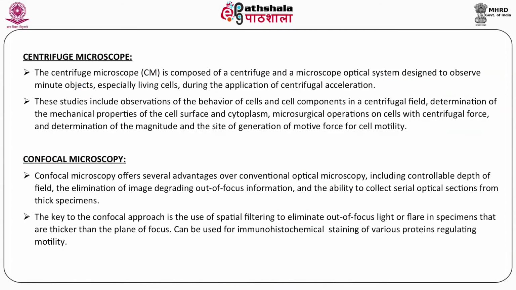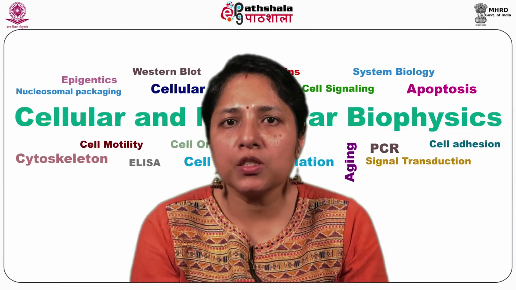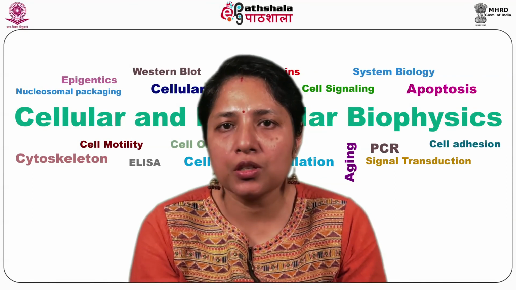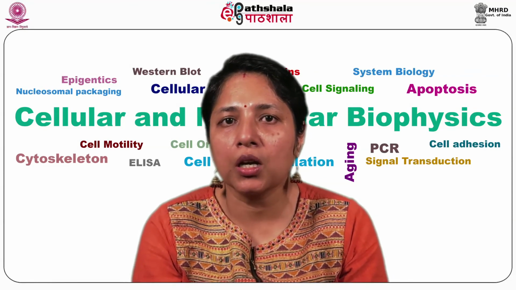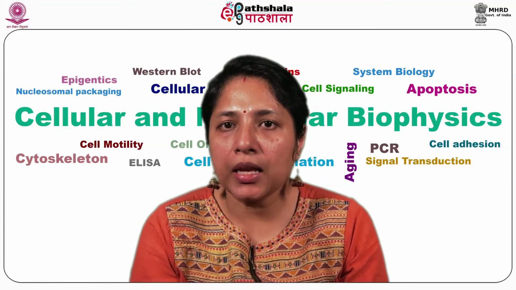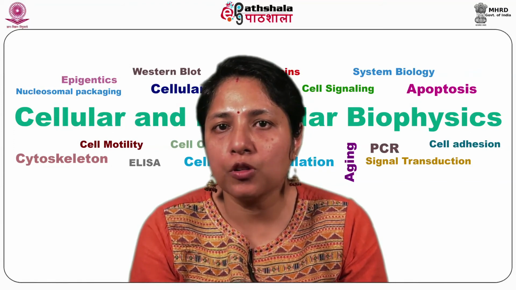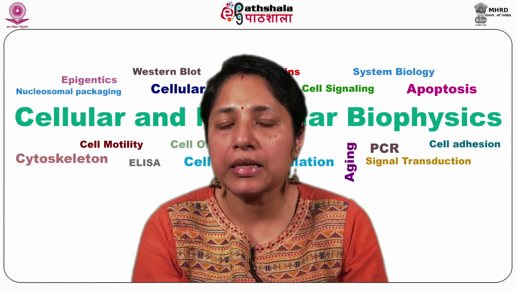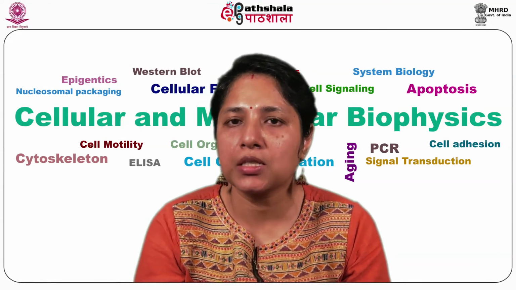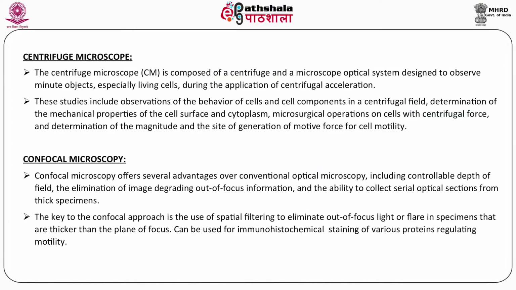Next, a very important microscopy method is confocal microscopy. It offers several advantages over conventional optical microscopy, including controllable depth of field, the elimination of image-degrading out-of-focus information, and the ability to collect serial optical sections from thick specimens. The key to the confocal approach is the use of spatial filtering to eliminate out-of-focus light or flare in specimens, and this can be used for immunohistochemical staining of various proteins regulating motility.